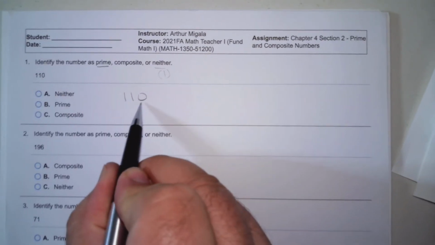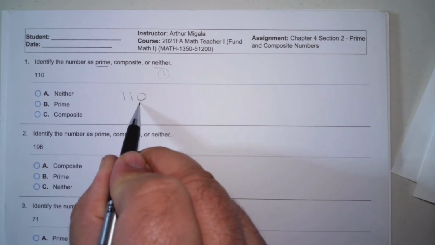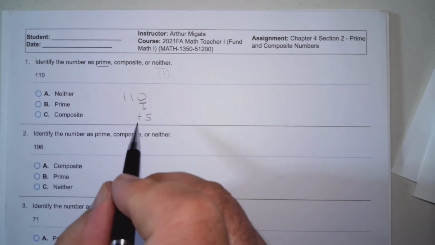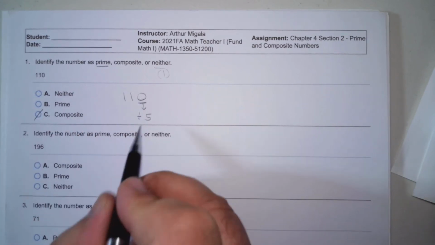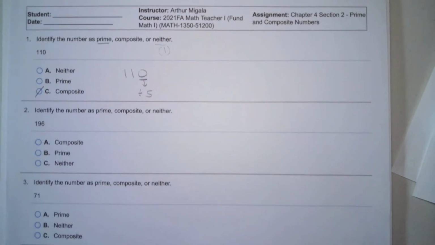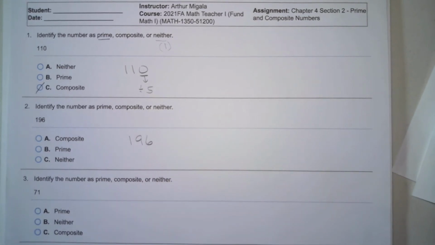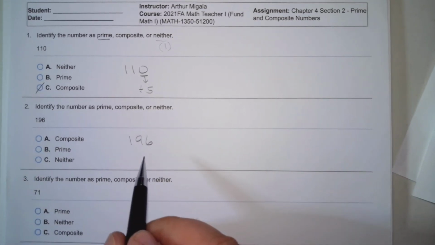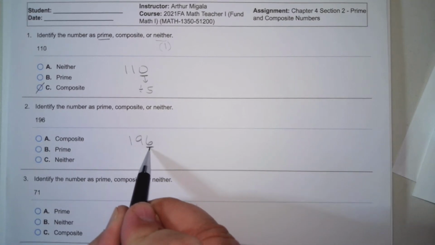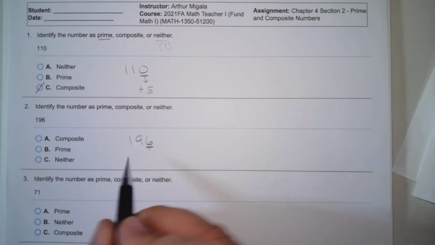So, looking at the rules of divisibility, besides 1 and 110, since it ends in a 0, we know this number is divisible by 5. So, because it's divisible by more than 1 and 110, it's a composite. The next one, 196. Looking at the rules of divisibility, since the last number is an even integer, it's divisible by 2. So it's a composite number.